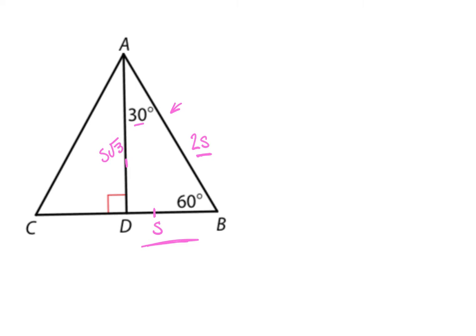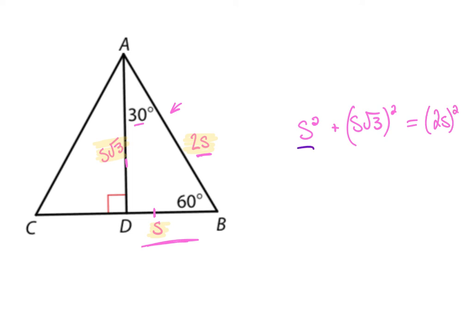So the Pythagorean theorem here would say a squared, that's my s there potentially, so s squared, plus b squared, that's this guy right here, s square root of 3 squared. And that should equal my c squared, which is this guy, 2s squared. So we'll see if it works.